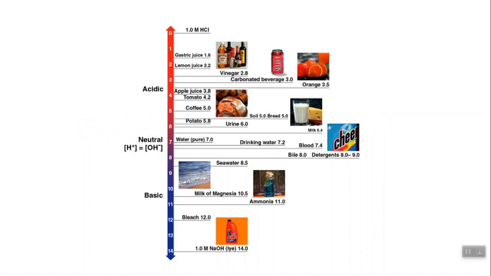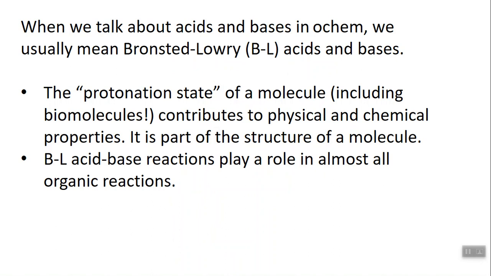So one of the things that students often think of is pH, where those high pHs are basic and the low pHs are acidic. We almost never use pH in organic chemistry. Instead, when we talk about acids and bases in OChem, we're usually talking about Bronsted-Lowry acids, or BL acids and bases, where the acid is donating a proton and the base accepts a proton.